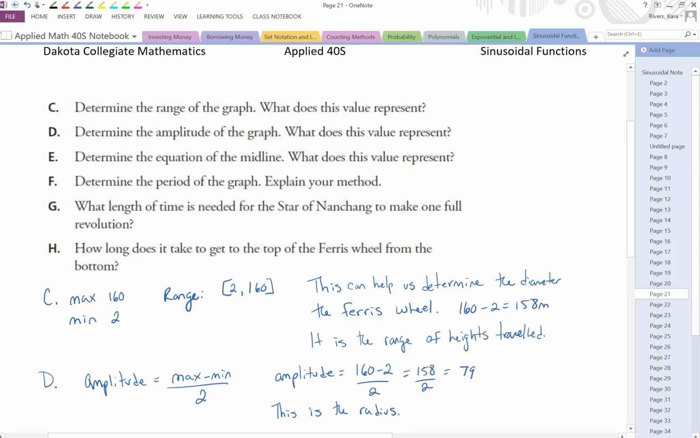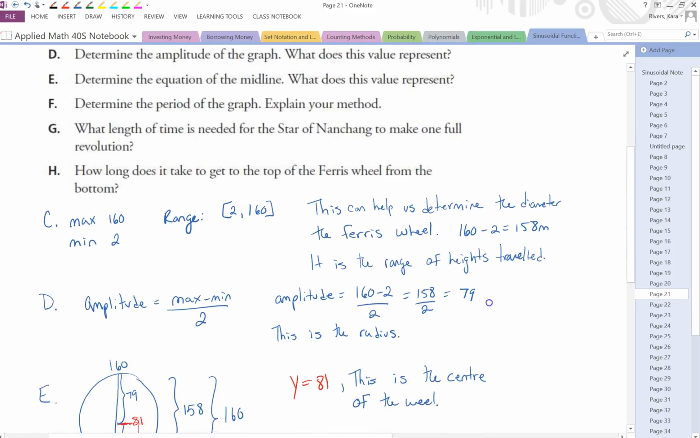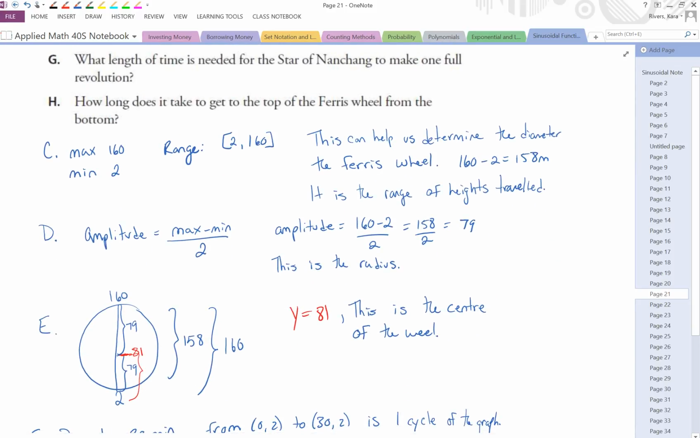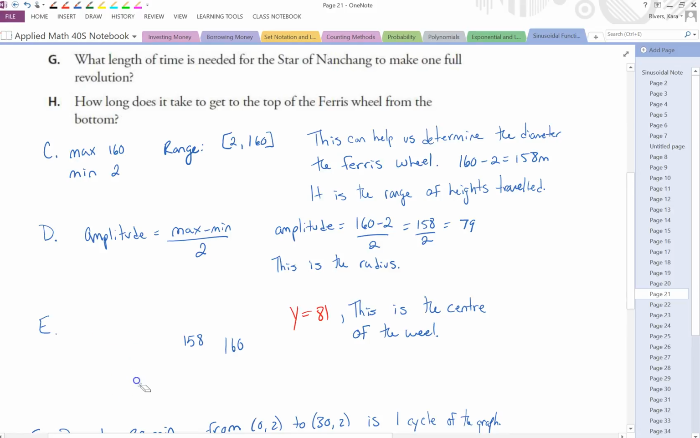For E, it says determine the equation of the midline. Similarly, we can calculate the equation of the midline using an equation. For this, I've done it graphically, just looking at the picture, and I can explain that. But our equation of our midline is always y equals, and that would be max plus min divided by 2. So in this case, that would be 160 plus 2 divided by 2, and that gives us 81.